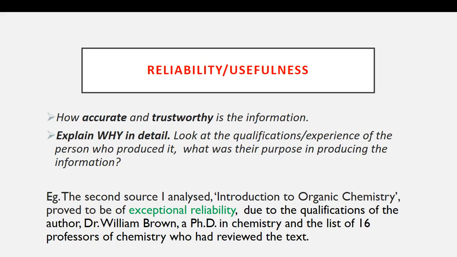Now this one here, reliability usefulness, is a real biggie, and it will take you back to the source analysis stuff that you've done in the early stages when you were looking at websites, if you remember. And it's basically saying how accurate and trustworthy is the information that I got from this particular research process. And you've got to explain why in detail. And if you remember, it's all about who's produced it, what qualifications have they got, what right have they got to sort of be telling us about this, or are they just inventing it and it's coming out of their bottom? And then what's the purpose of producing this information?